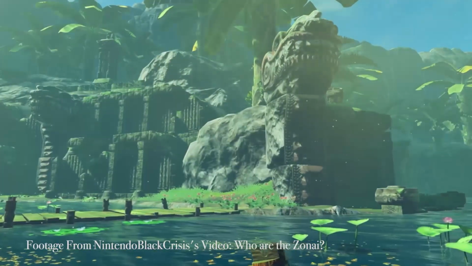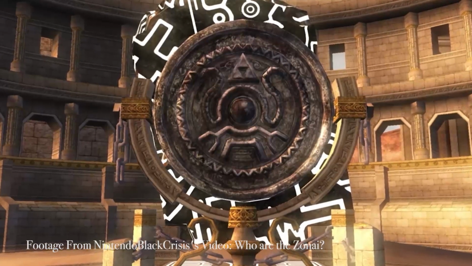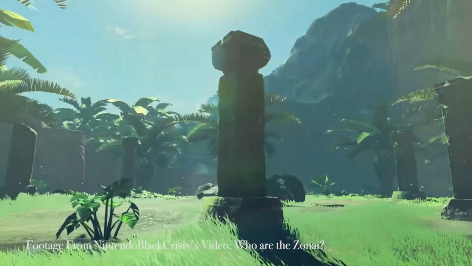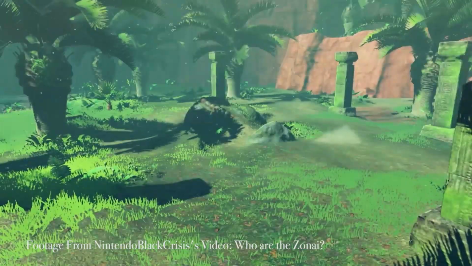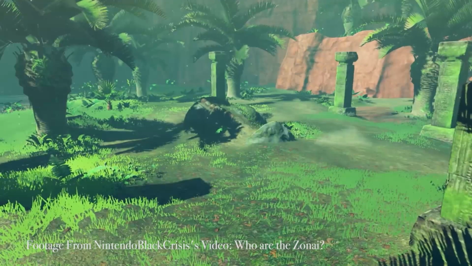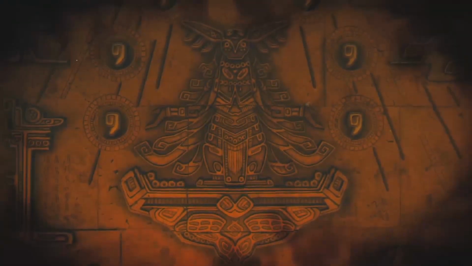Together, the Sheikah and Zonai formed the Mirror of Twilight, used for banishing evil from Hyrule, but the Zonai had no interest in creating weapons. Eventually, the Sheikah grew tired of not being able to take advantage of this massive resource and sought a way to destroy them and take their magic. In some fashion, they were successful and managed to steal a few tears from the Zonai, but this wasn't enough.